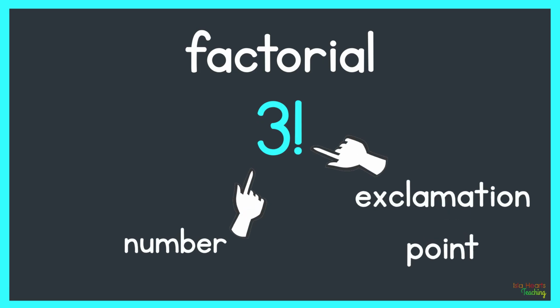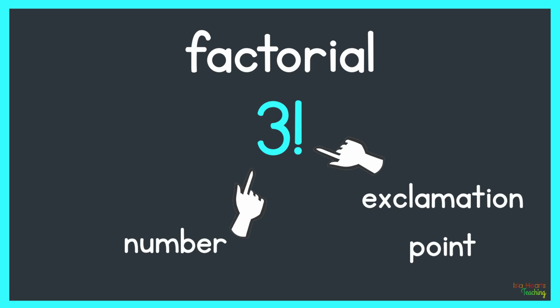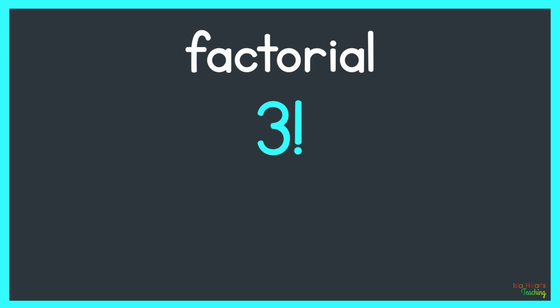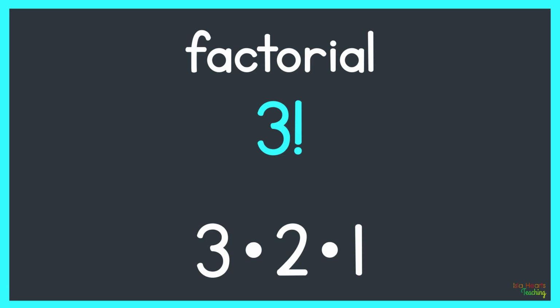See how there is a number and an exclamation point. When we see the number followed by the exclamation point, we know we are working with a factorial. But what does something like 3 factorial actually mean? Well, it means you take the number 3 and multiply it by all the positive integers below it, all the way down to 1. This would look like 3 times 2 times 1.